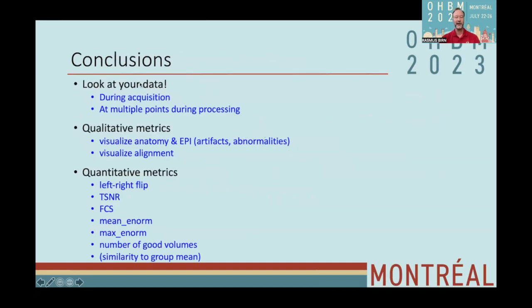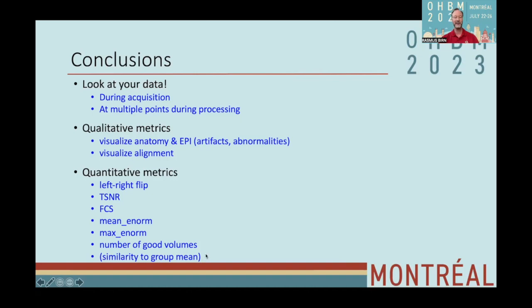So in conclusion, number one, I would say look at your data, ideally during the acquisition, because then you have a chance to actually fix any problems that might occur, and also look at it at multiple points during the pre-processing so that you can find out where things might have gone awry. There are a number of qualitative metrics that I found very useful, like visualizing the anatomy and the EPI and the alignment. And then there's a number of quantitative metrics: potential left-right flips, temporal signal-to-noise ratio, functional connectivity strength, the mean and maximum amounts of motion, number of good volumes remaining, and similarity to the group mean.